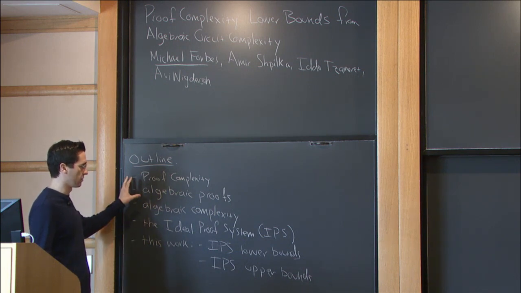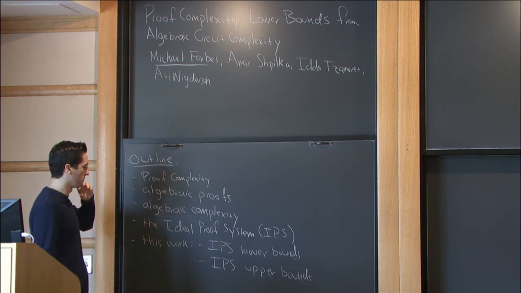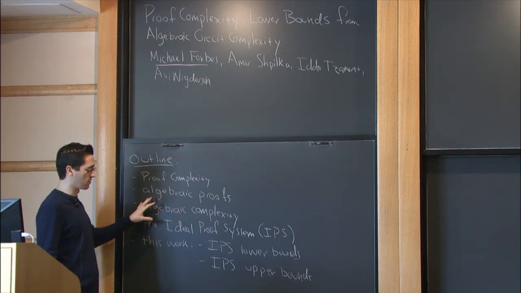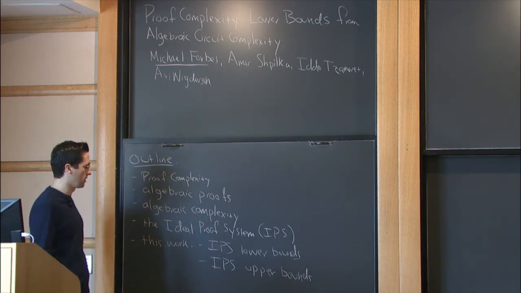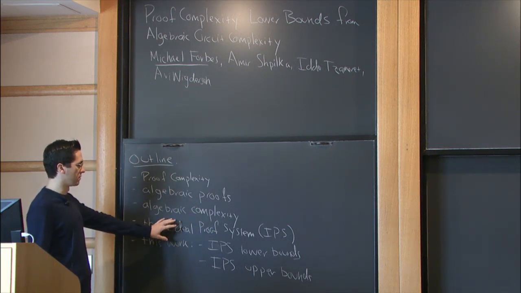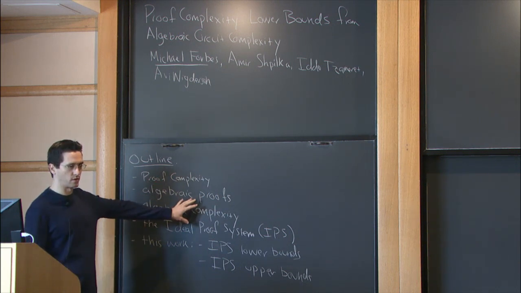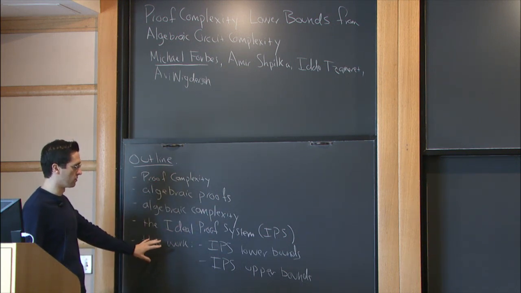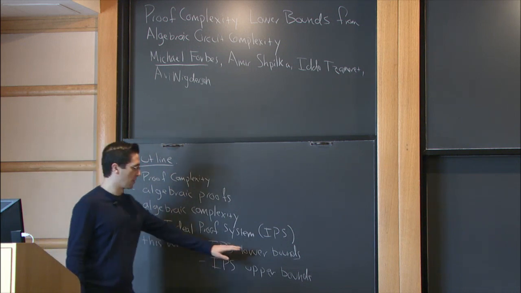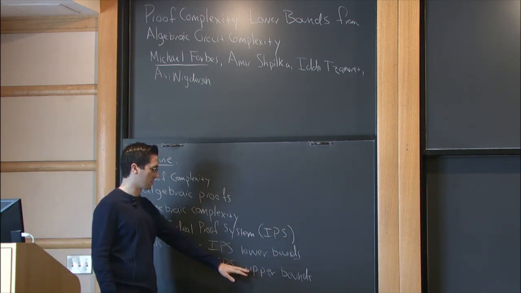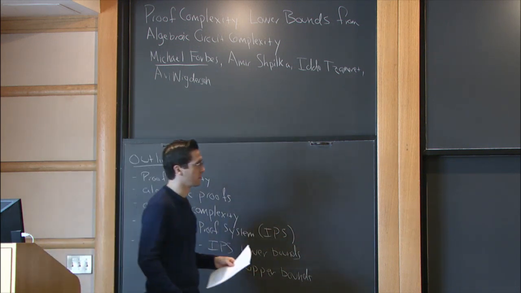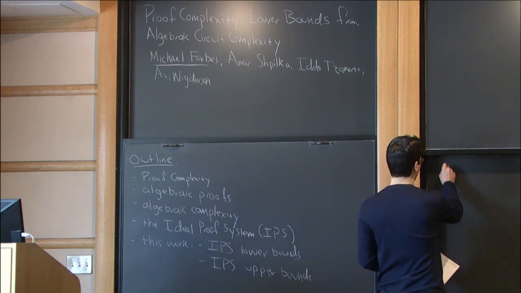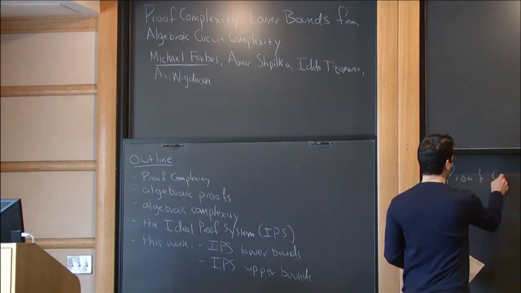Then I want to tell you about specifically what is an algebraic proof. I need to then motivate this algebraic complexity, which is another area of study. And then this ideal proof system is a particular algebraic proof system that incorporates ideas from algebraic complexity. And then I would tell you what we did in this work. There are sort of lower bounds for this ideal proof system IPS, and then some upper bounds if I have time.